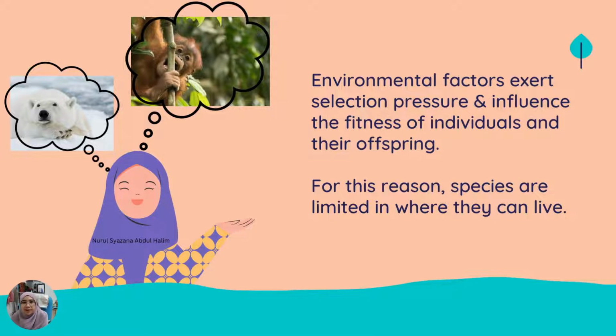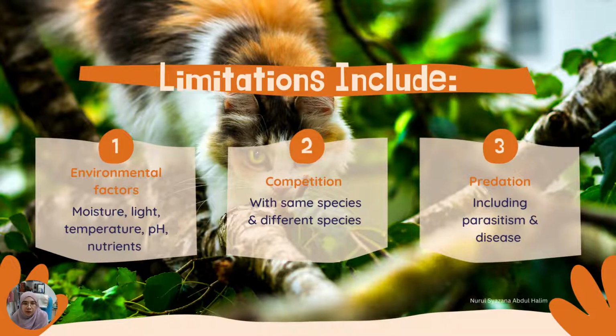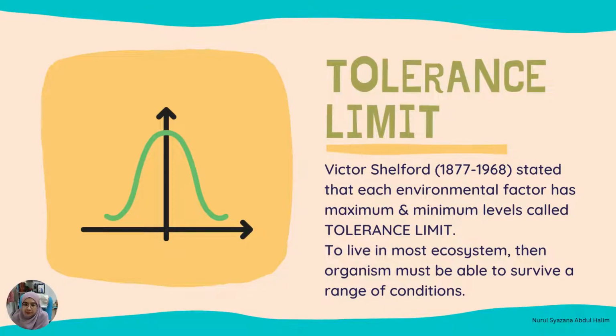Environmental factors exert selection pressure and influence the fitness of individuals and their offspring. For this reason, species are limited in where they can live. These limitations are due to environmental factors such as moisture, light, pH, nutrients, and others. For example, polar bears only live in a cold and freezing temperature like tundra, but cannot survive in a hot temperature. Other than environmental factors, competition and predation can also regulate the population size.